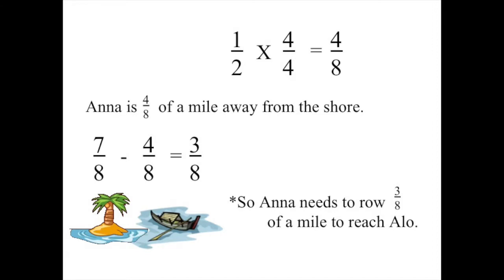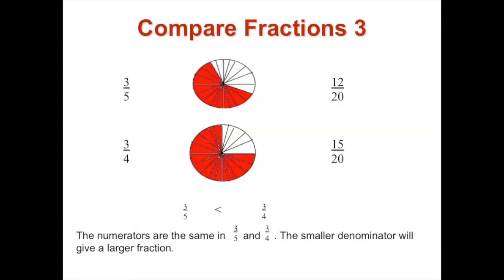So first we would change 1/2, multiply the numerator and the denominator by 4, which gives you 4/8. Now you can compare the 4/8 with the 7/8, and you notice that Anna is 3/8 away from Alo.